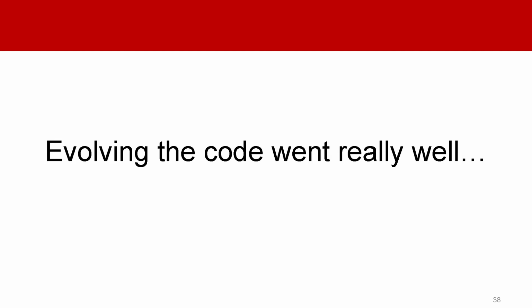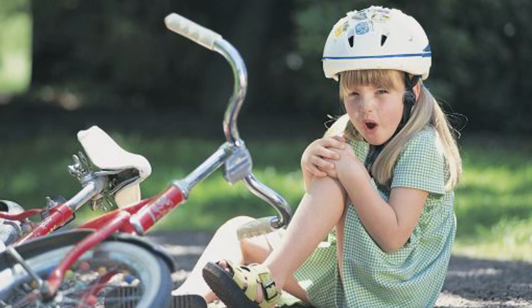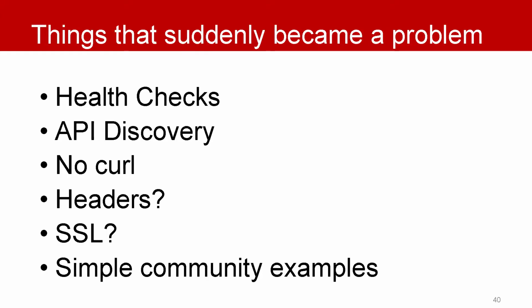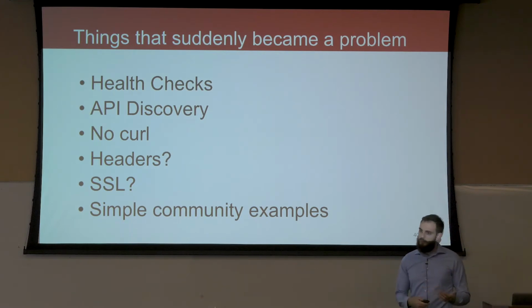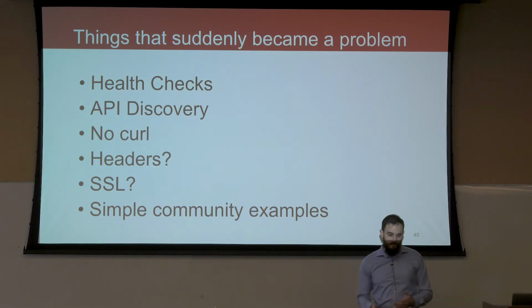But we were about to find that maybe we took the training wheels off a little bit too fast. So some things suddenly became a problem. Health checks. We have lost API/health. So now we're like, oh, we don't have a simple way to check the health of our running service. What are we going to do? API discovery is pretty much out the window. We are no longer returning hypermedia in our responses so that people can actually figure out what resources we serve.